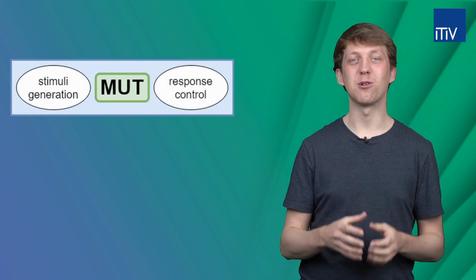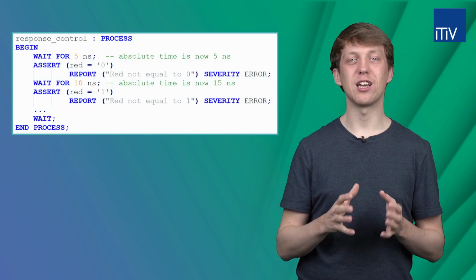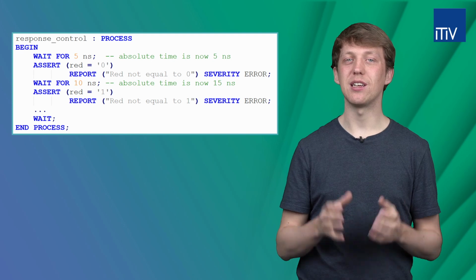Okay, so now let's move on to the second part of the test bench, the response control. It is responsible for checking the output of the MUT with a given value. Here you can see an example for such a response control implemented in VHDL.